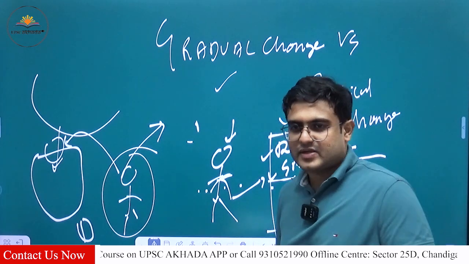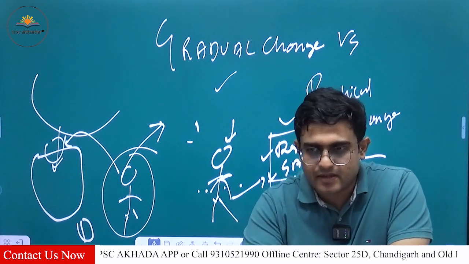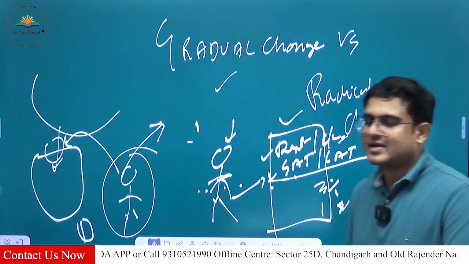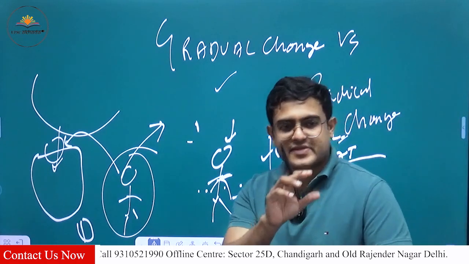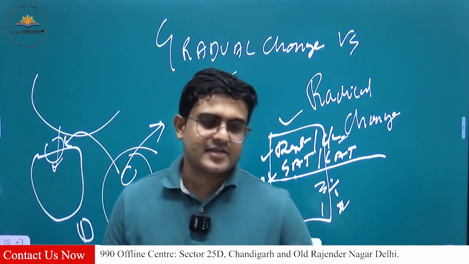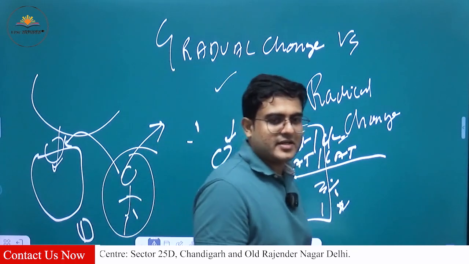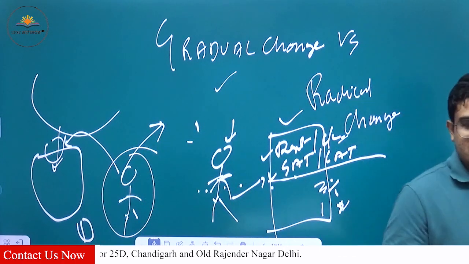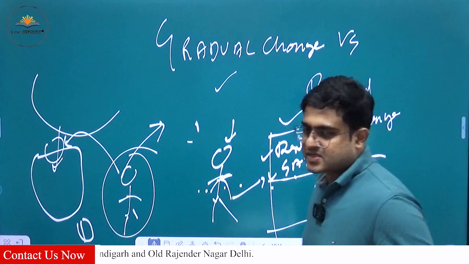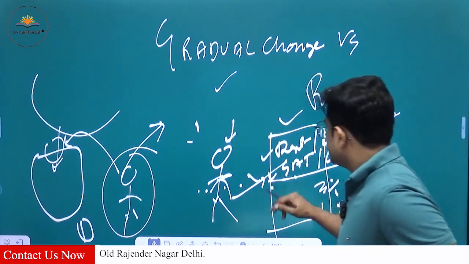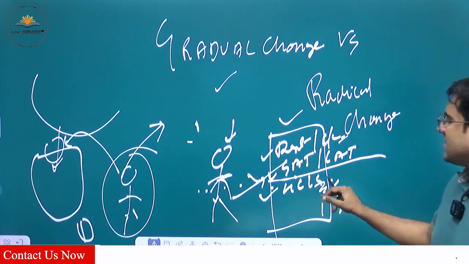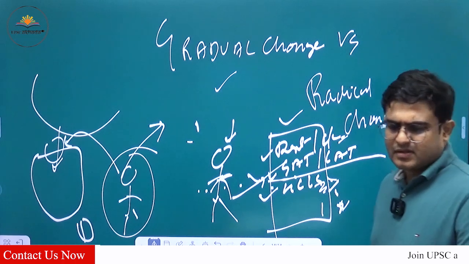Article 323A and B: tribunals have been created for service matters. Courts are different, these are different, they ensure more flexibility. That is a tribunal. They work on the principle of natural justice. Then the High Court, Supreme Court.